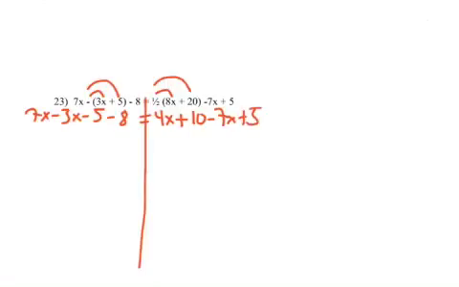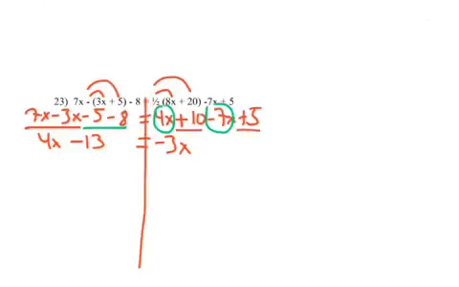Now I'm going to combine my like terms, so I have 7x minus 3x, which gives me 4x, and negative 5 minus 8 is a minus 13. On the other side, I can also combine my like terms, so I would have a 4x minus 7x, which gives me negative 3x, and I can combine my constants. The plus 10 and the plus 5 gives me a plus 15. Now it should be back to the problems you know how to do.